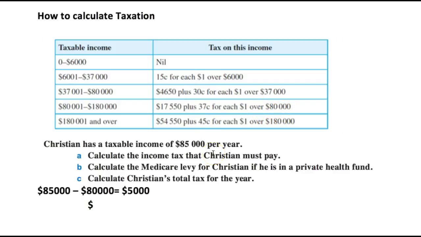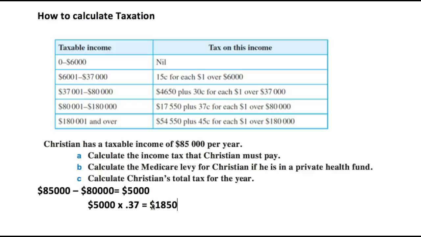So we're going to start with 5,000 times, instead of writing 37, because that would come up as $37, I'm going to put 0.37, and that equals $1,850. A good idea is to try to do this with me so that you get used to what we're doing.